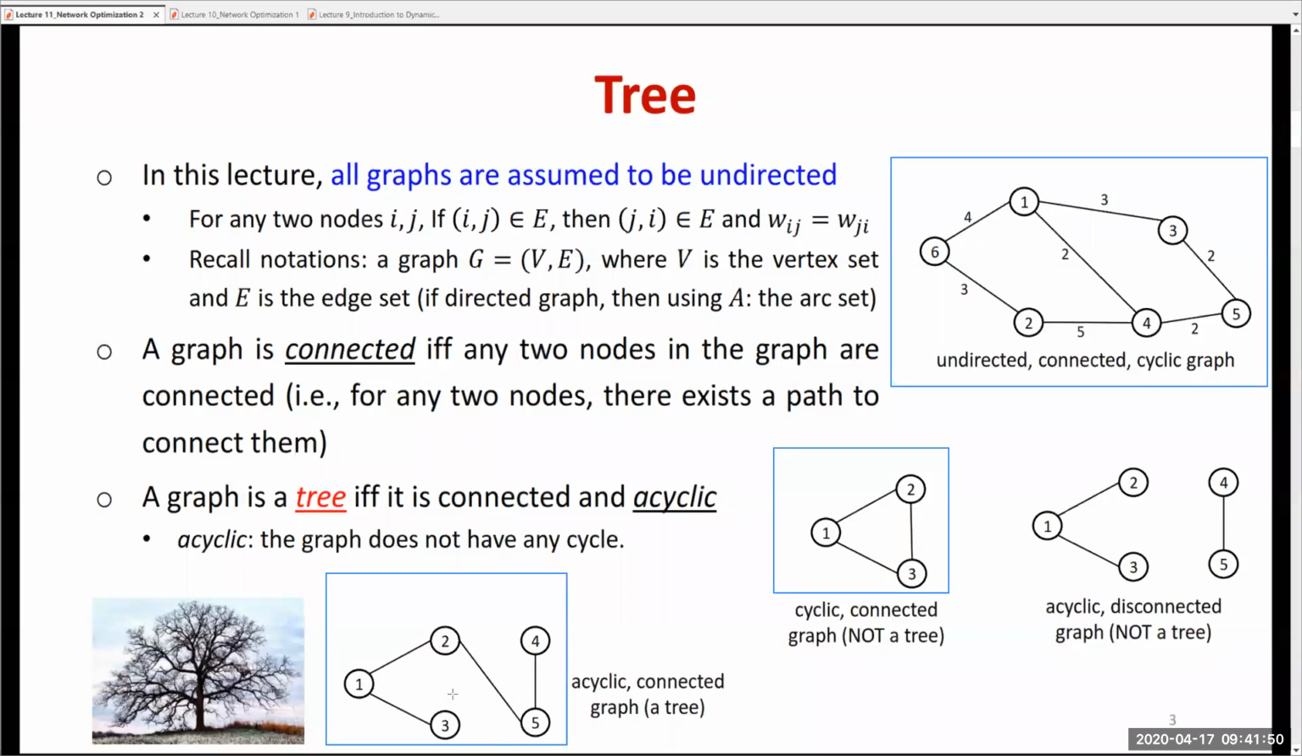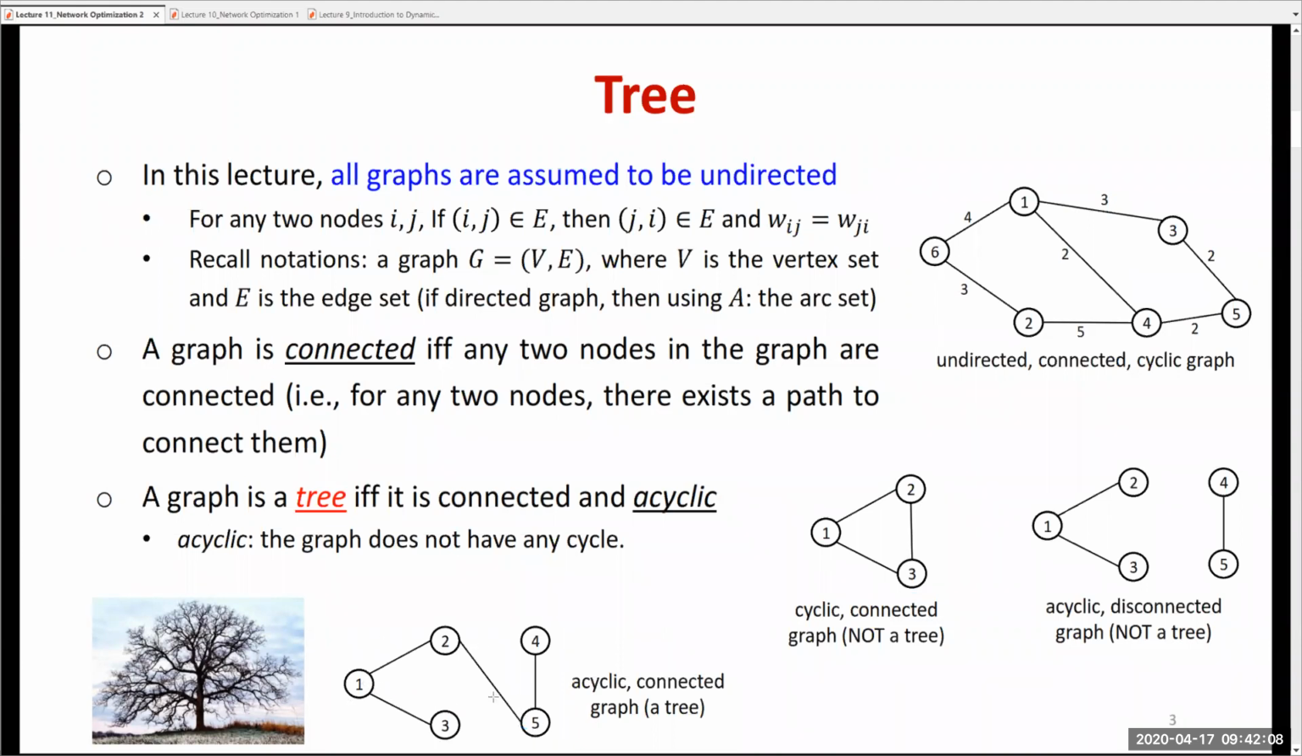You don't have another way. Suppose there's an edge directly from 1 to 5. Then clearly it's cyclic. Why? Because 1 to 2, 2 to 5, 5 to 1 is a cycle. However, here we do not have this link, so it's acyclic. For any two nodes, they are connected, but they are not cyclic. So in this case, yes, this graph is a tree. Indeed, it's a tree.